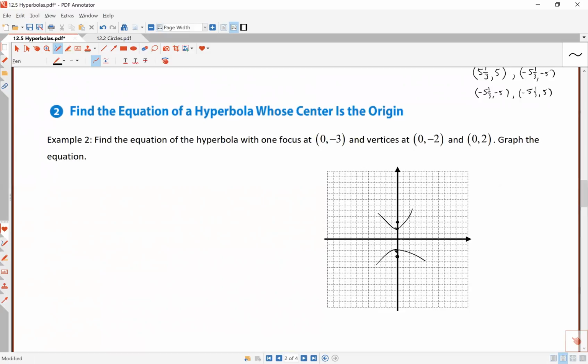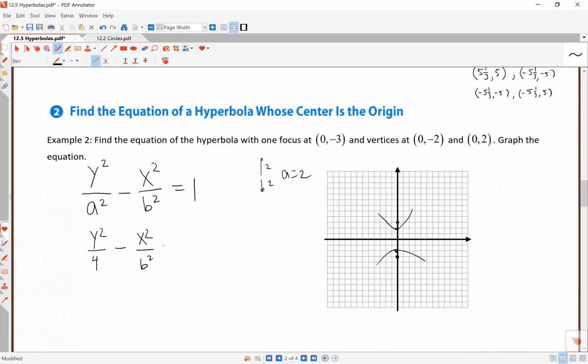Seeing that the graph opens up and down, we know it's y squared over some number squared minus x squared over some number squared equals 1. Since the vertices are at (0, -2) and (0, 2), we go up and down 2 units, which makes a equal to 2. So we have y squared over 4, or 2 squared, minus x squared over b squared equals 1. We just have to find b.